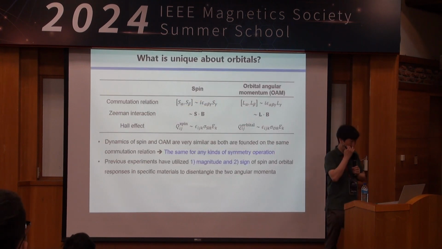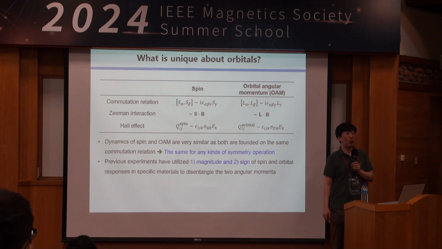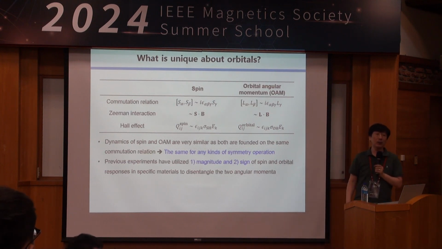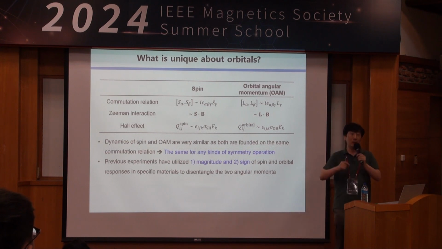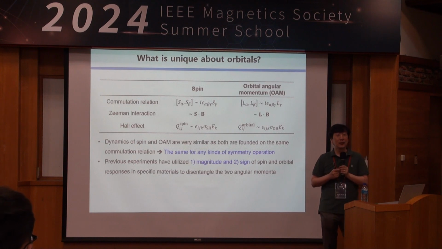In that work, we were interested in what is unique about orbital, because in previous experimental papers, we struggled to identify orbital because there is no difference in symmetry. We just compare the sign and magnitude, but in experiment, the sign changes.